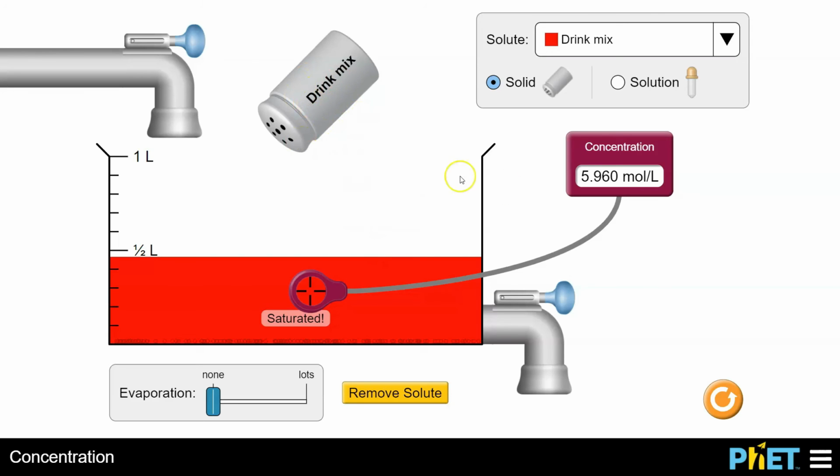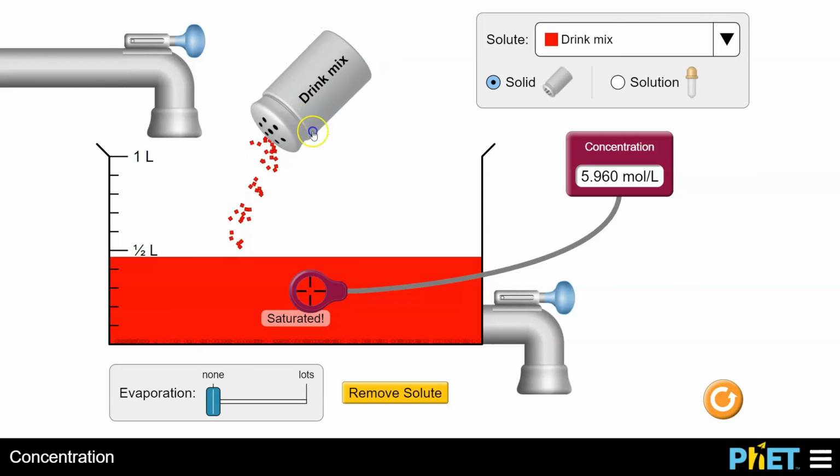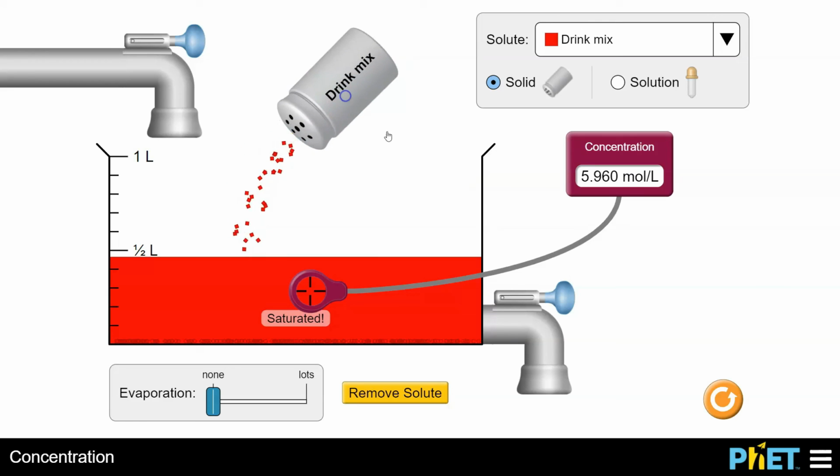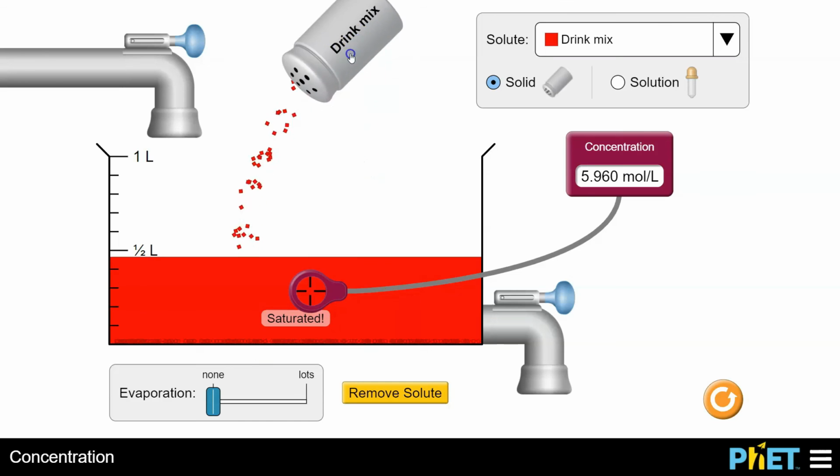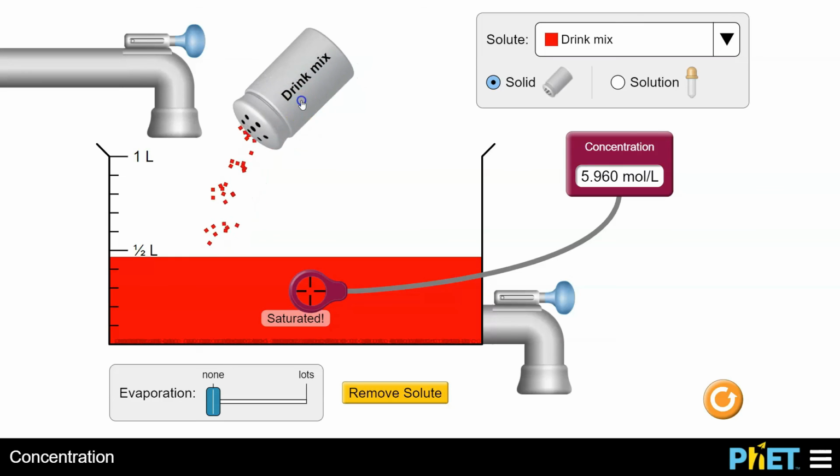And so for the drink mix, this is the concentration. Notice if I keep adding the drink mix, the concentration stays the same, and you're starting to see the particles at the bottom. This is known as a heterogeneous mixture. You're creating a mixture, right? But it's not homogeneous. It's still, you could see that it's separate. It didn't dissolve on a molecular level.